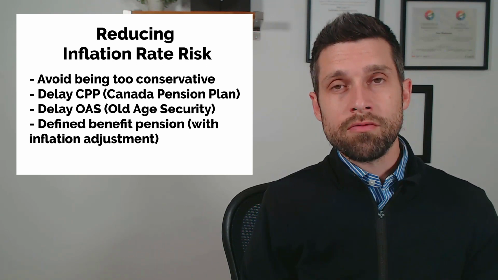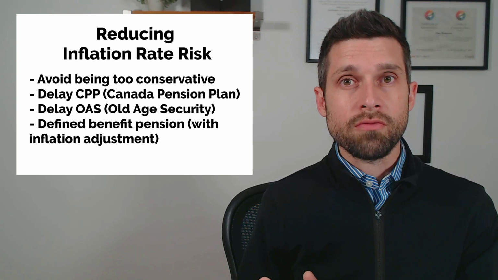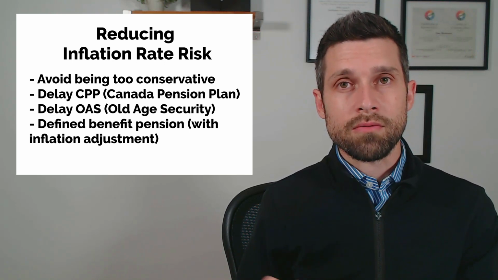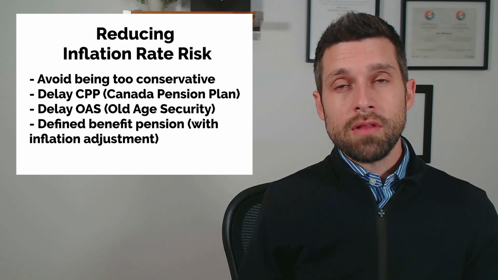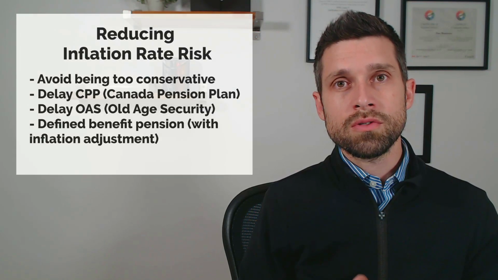Now, the other thing we can do is we can delay CPP and old age security benefits. These benefits are inflation adjusted. So by delaying these benefits, by having them be larger in the future, we also get the benefit of that inflation adjustment on those larger benefits. And then the last way, if you're lucky enough to have it, a defined benefit pension with inflation adjustment is an amazing way to reduce inflation rate risk in retirement.